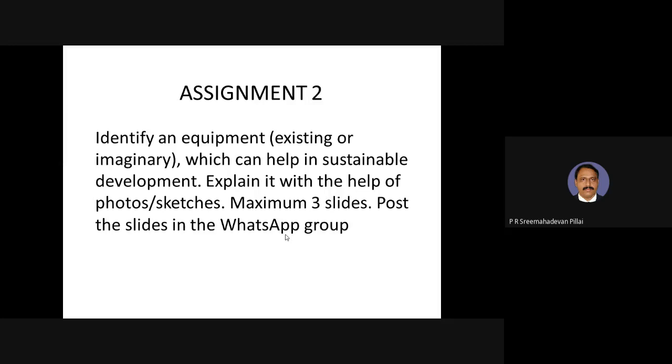If anybody cannot listen properly, this assignment will also be there in the PPT given to you. You read it once or twice and go through it. And we don't expect people to be below a standard. They have to understand what is being told.